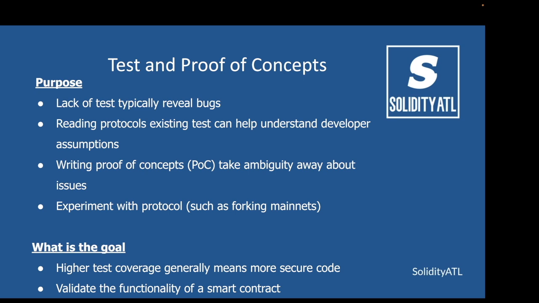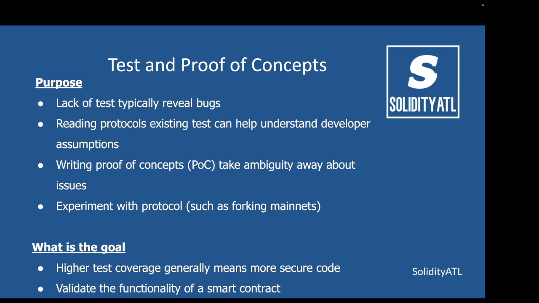This third point, writing proof of concepts to take ambiguity away, is something that I think is very important, to be able to have like 100% confidence that an issue is really there, and then to be able to show a protocol not only that the issue is there, but how they can fix it. And then if you have a proof of concept that actually is a vulnerability, the protocol can add that to their test suite so they can just test for it and not have that issue again.